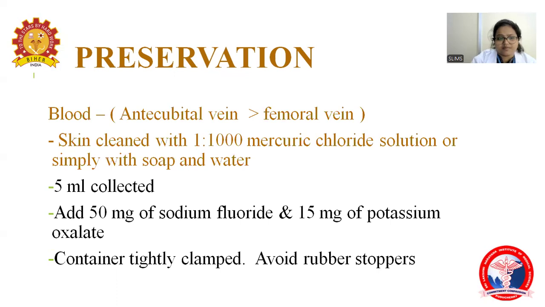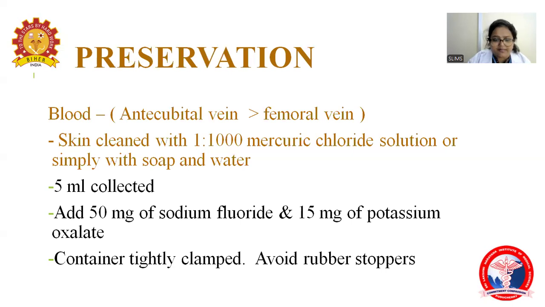For preservation, blood is mainly collected from the antecubital vein. The skin is cleaned with mercuric chloride or simply with soap and water. The main thing to be noted here is to avoid using spirit. The spirit used to clean the skin before collecting a blood sample has to be avoided, as it itself acts as a source of alcohol. So the usage of spirit has to be avoided.